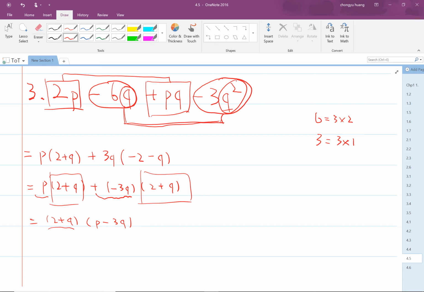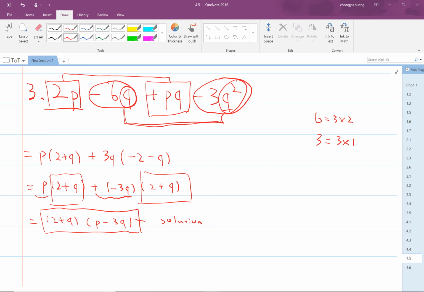So now we actually finished the question, right? We finished the factoring. So this is the solution. Okay, so this is the final solution.